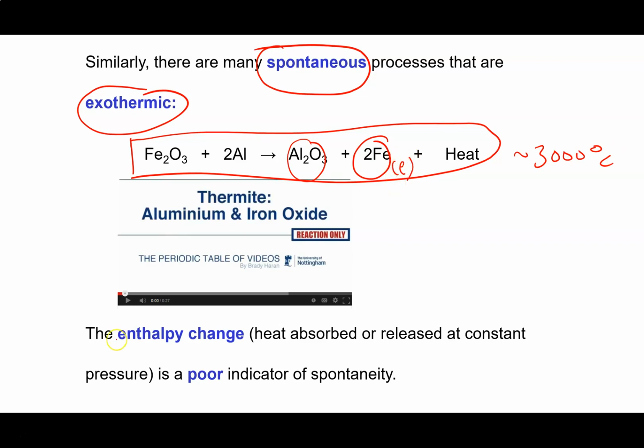So what we learn from this is that the enthalpy change, the heat released or absorbed at constant pressure, is a really bad indicator of whether a process is spontaneous. We saw that some endothermic processes that take heat in, delta H positive processes, and also some exothermic processes that release heat, can both be spontaneous. So enthalpy is not going to help us judge if a process is spontaneous or not.